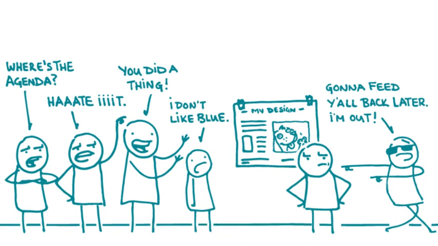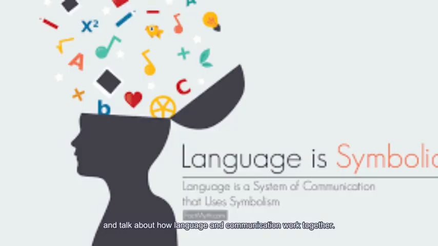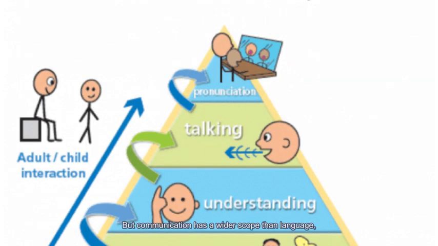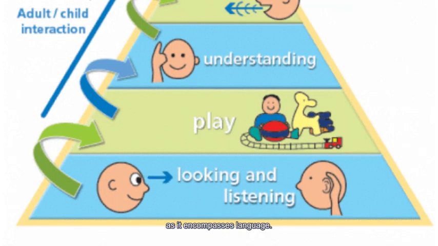Upon explaining the basic definition of language and communication, as well as their differences, let's go back to the start and talk about how language and communication work together. We all know that communicating with others is a basic human need, and our primary means of doing so is through shared languages. As we obtain the capability of communicating across languages, we achieve interaction at the global level. Thus, the two of them are now combined, but communication has a wider scope than language, as it encompasses language.